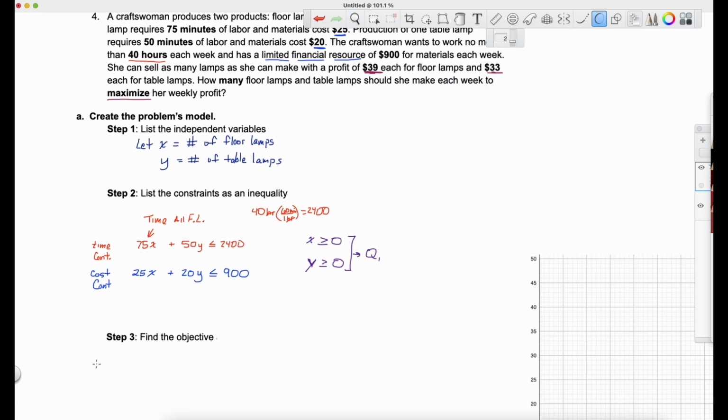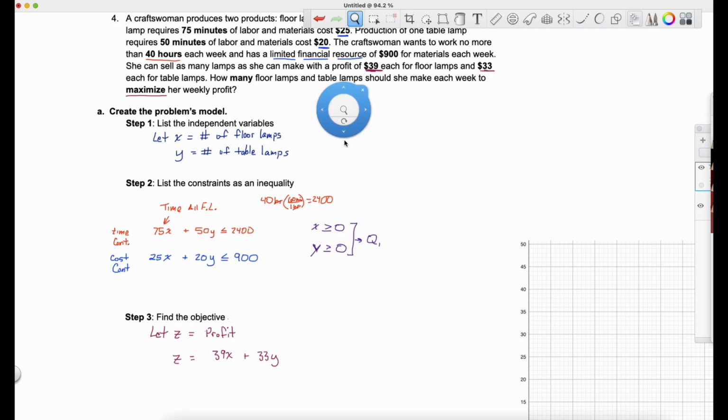So that means we're going to set up a new variable here. We say z equals, and this is her profit. So z is going to be based off of $39 for each floor lamp. How many floor lamps do we have? X. So 39 times X is going to give us how much money we make on floor lamps. So we're going to add that to 33y. There is the objective function.